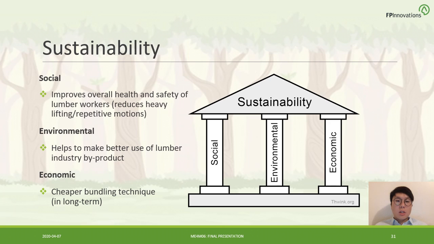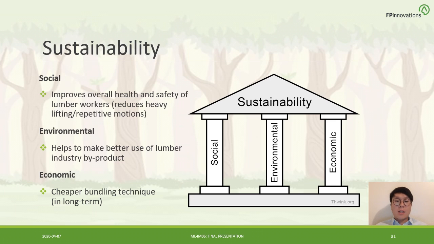So throughout the course of this project, our group also focused on several sustainability aspects as well. So the first one is social sustainability. Our project automates the firewood bundling process, effectively eliminating heavy lifting and repetitive motions that are needed to be done by lumber workers. And this ultimately would be able to reduce the safety hazards and injuries caused in the workplace. Secondly, our product also makes a tremendous environmental impact as well.